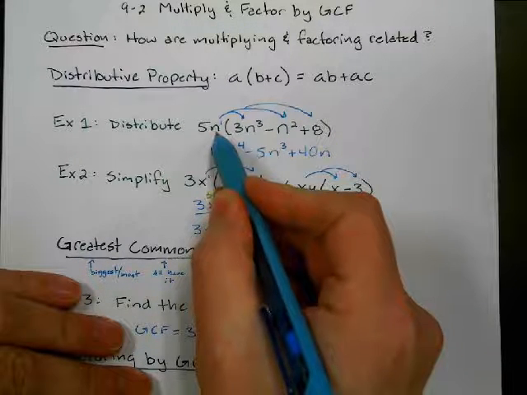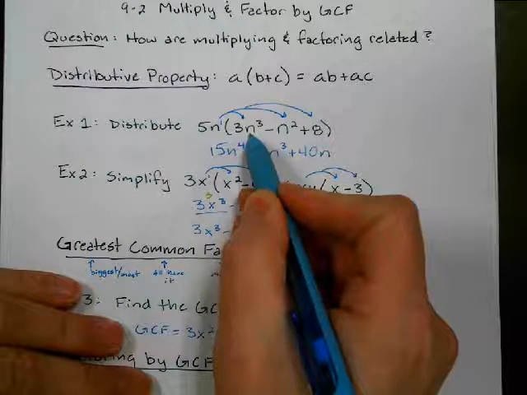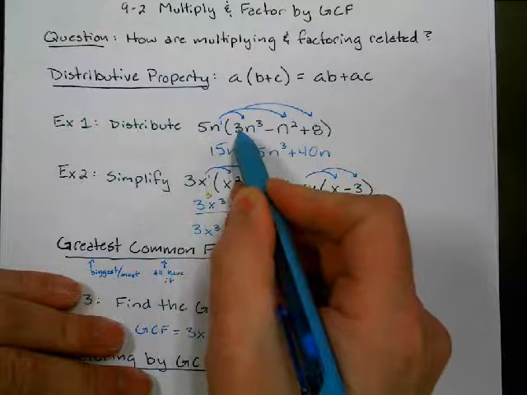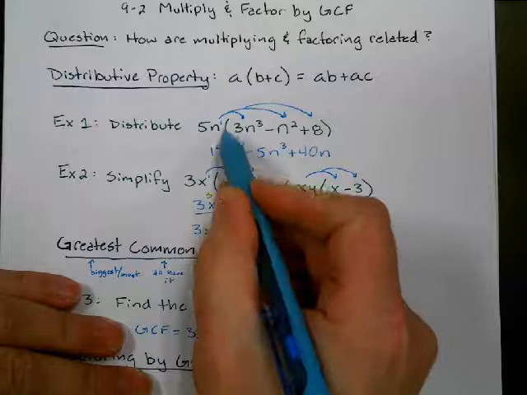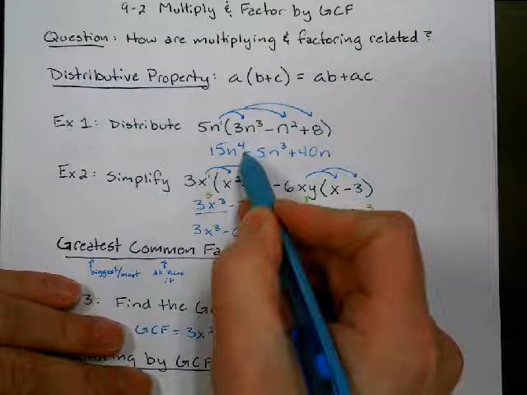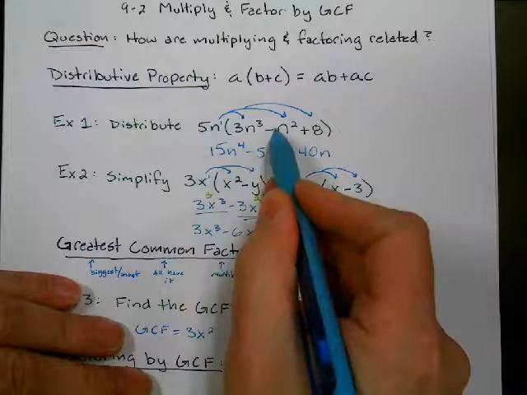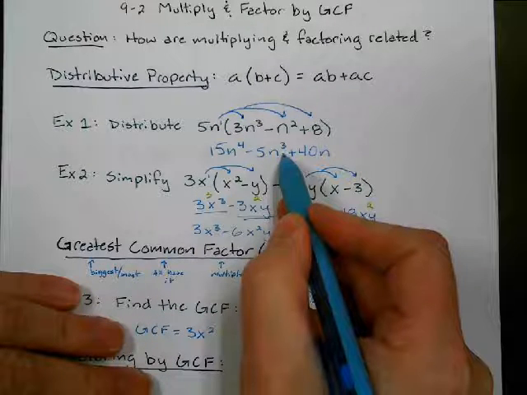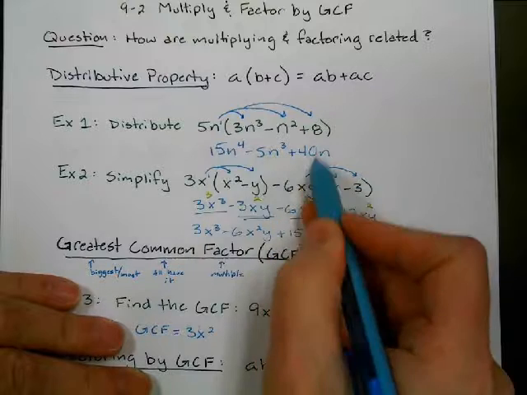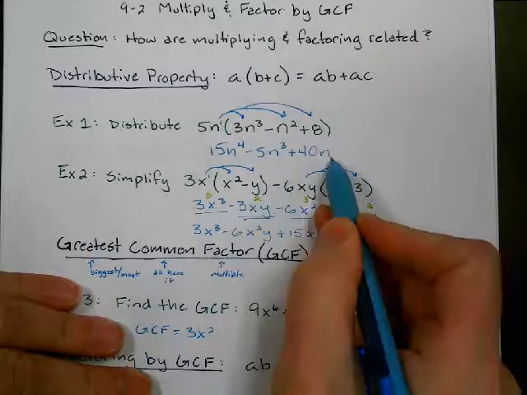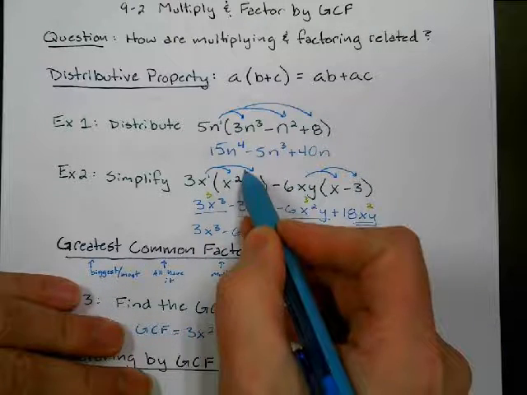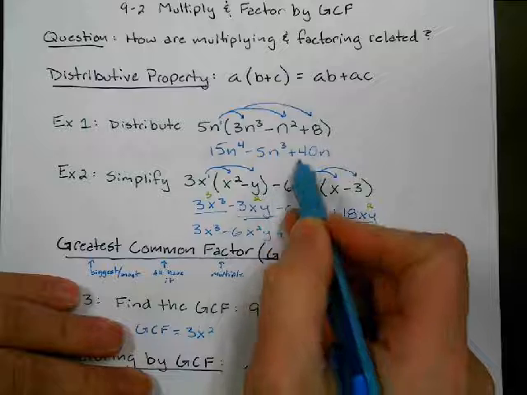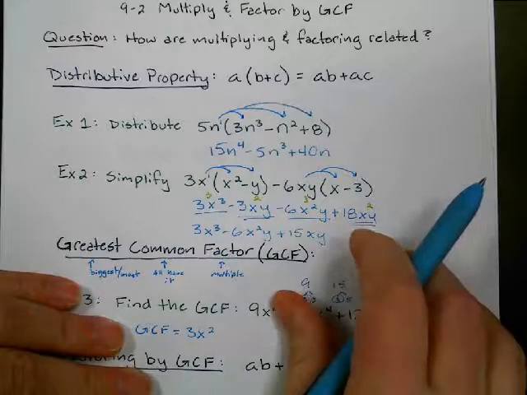So here's a problem where we're going to distribute. I'm going to take 5n and multiply it by 3n to the third. Remember, 5 times 3, we multiply the coefficients, get 15, but then we add the exponents and get 4. 5 times negative 1, we get negative 5, and then we add the exponents, get n to the third. 5 times 8 is 40, and there's only an n there. So we get 15n to the fourth minus 5n to the third plus 40n.